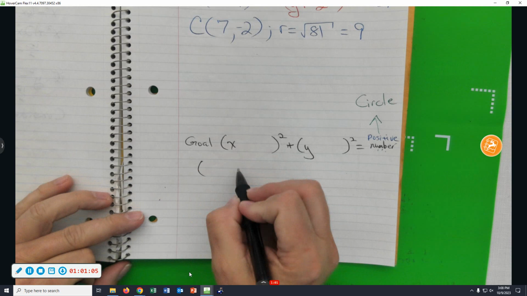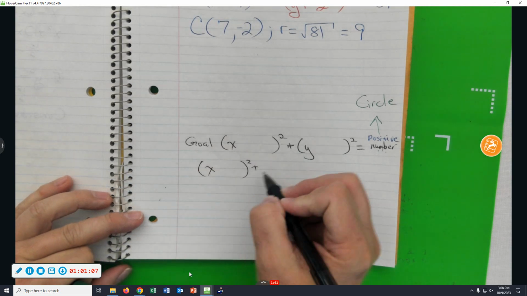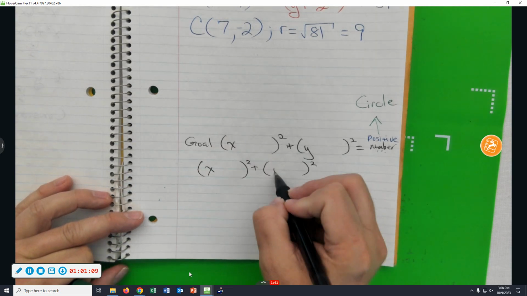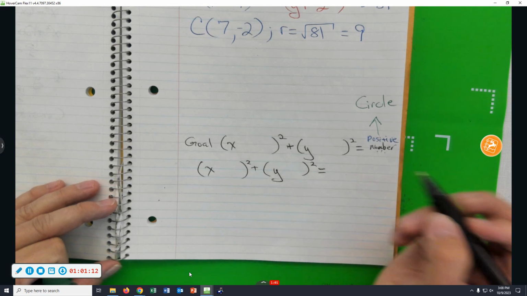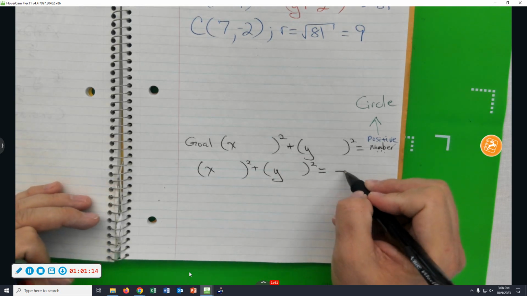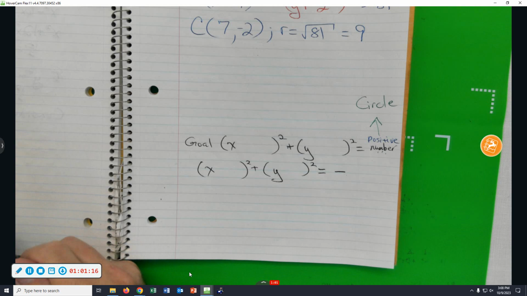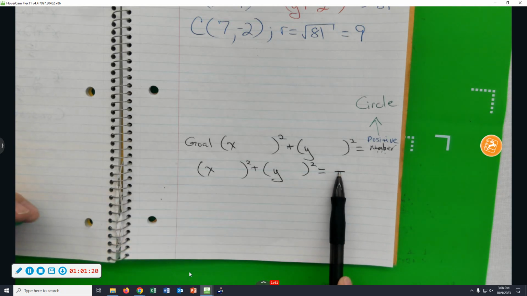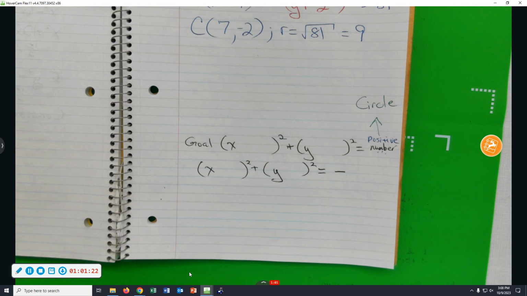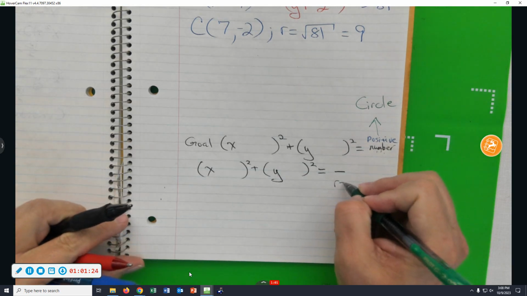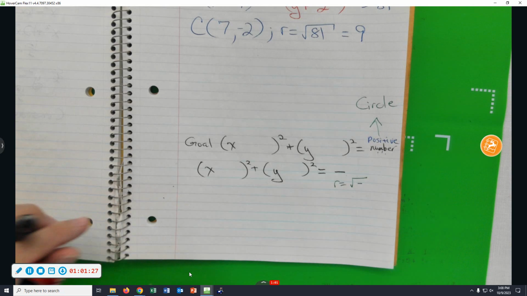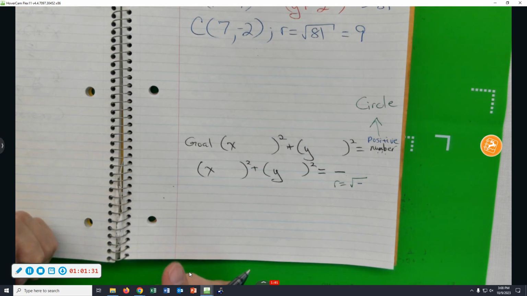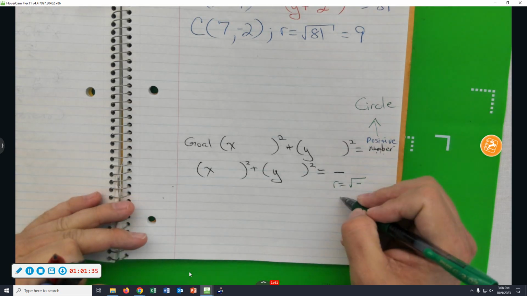Suppose you had your center radius form on the left, and you wound up with a negative number. If this number over here is negative, when you try to take the square root of a negative number, what sort of a number is that? Imaginary. That means there's no graph whatsoever. There's no graph.